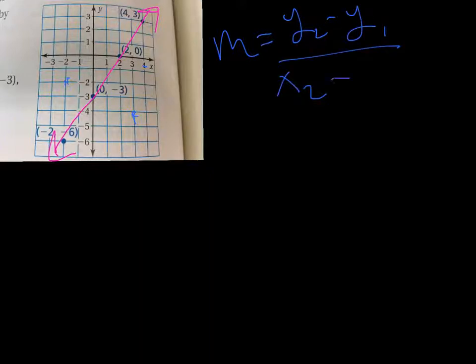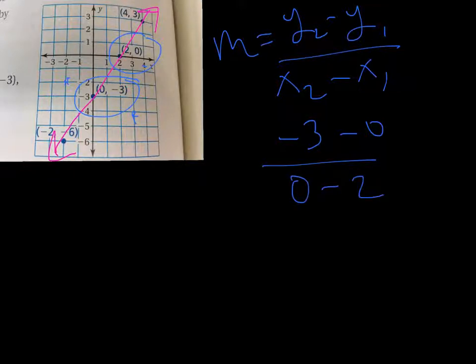So for this, we want to take 2 points and find the slope. So we're going to use m equals y2 minus y1 over x2 minus x1. I'm going to use (0, -3) and (2, 0), right? Because zeros always make everything easy. So I have -3 minus 0, or you can do 0 minus -3, over 0 minus 2, right?